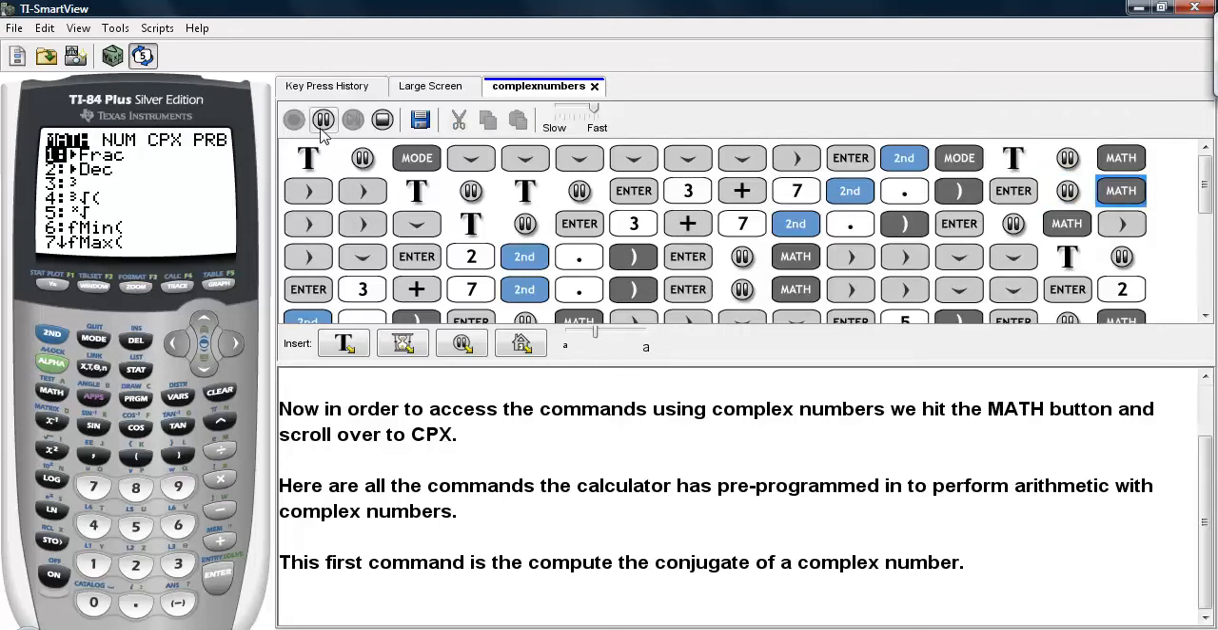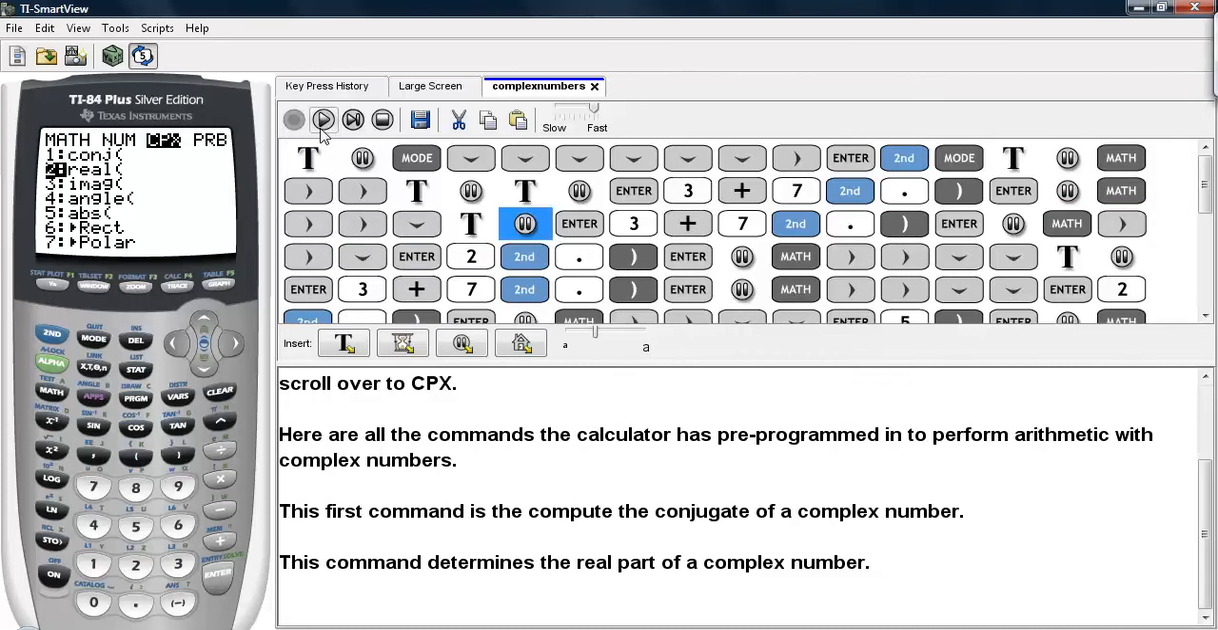Let's do another example. Let's go ahead and hit Math, scroll over to CPX, and select the second option. This command determines the real part of a complex number. So we'll go ahead and select that and say 3 plus 7i again. And here we see the real part of this particular complex number is 3. Let's hit Math, scroll over to CPX, select Real, and this time type in 2i. And we see that the real part of 2i is 0.